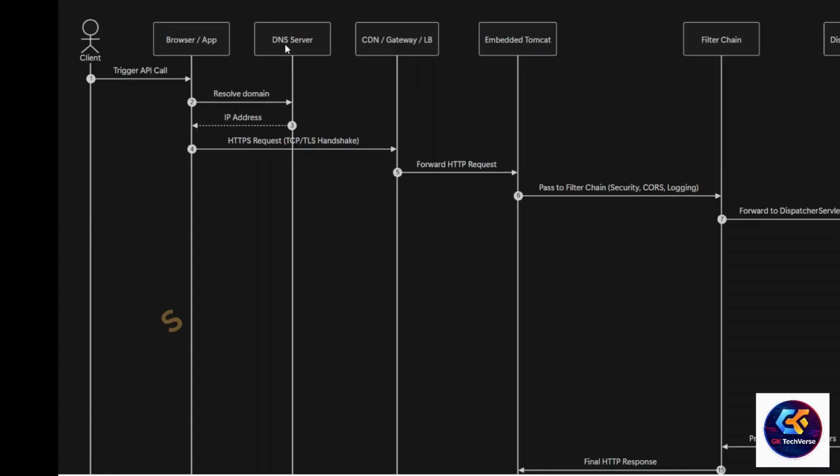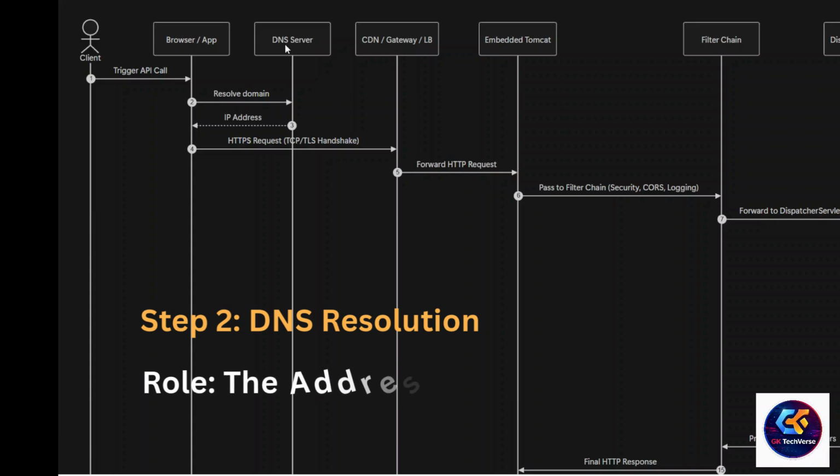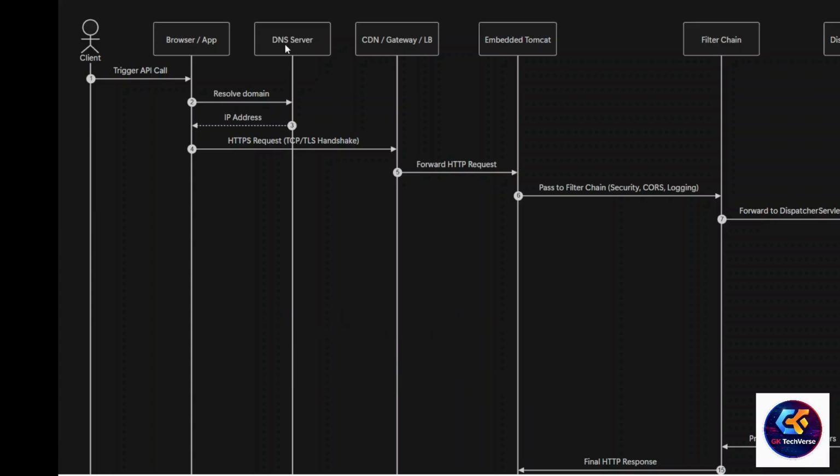Step 2, it is DNS resolution. It is an address book, converting your domain name api.example.com into a machine readable IP address. Since routers only understand numbers, the browser queries a DNS server. Think of this as looking up a name in a phone book. The DNS returns the specific IP address of the load balancer or entry point associated with that domain.